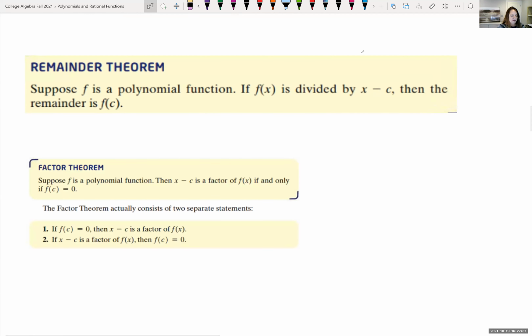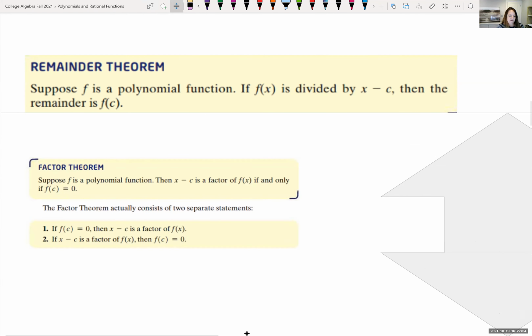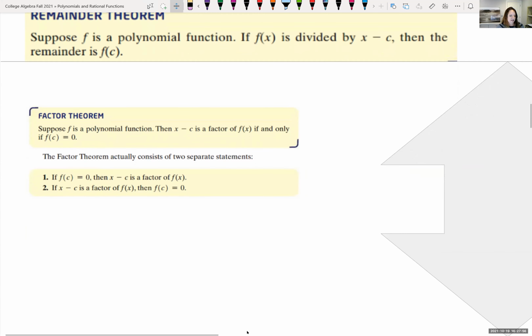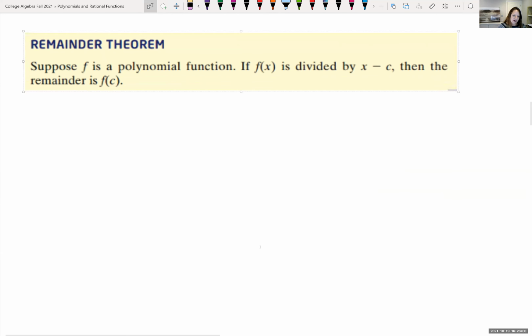Suppose f is a polynomial function. If f of x is divided by x minus c, then the remainder is f of c. Okay, let's look at what we just did and show that that's true. We just divided by x plus 3. And this is saying that my remainder would be the same thing as if I looked at f of 3.